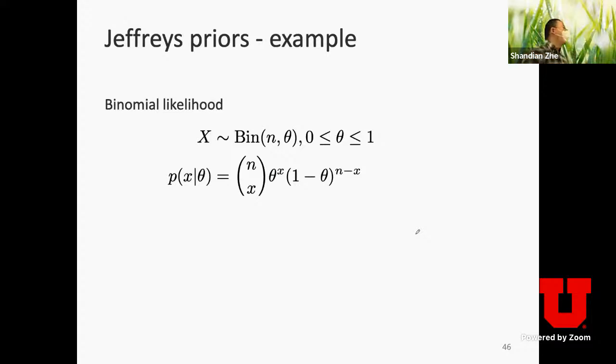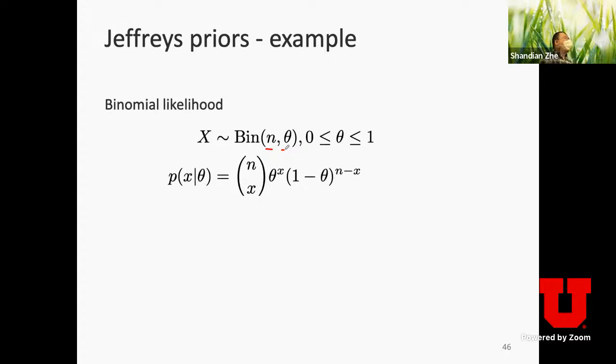So again, we want to use a concrete example to showcase the Jeffreys prior. We use the binomial likelihood as an example. Suppose I run a binomial experiment with n trials, right? Remember, binomial distribution is actually n independent Bernoulli trials, right? So it is determined by the number of trials n and also the chance, the probability theta.